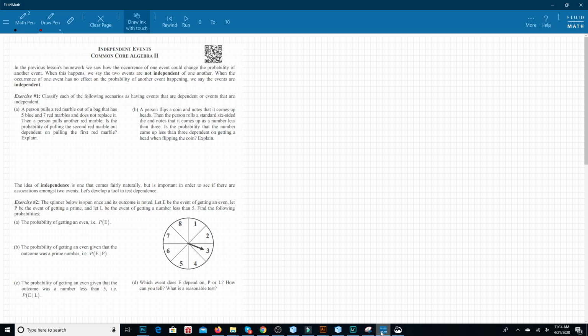The probability of getting an even is going to be what? Well, from 1 to 8, how many evens do we have? We have 1, 2, 3, 4. 4 over 8. So it's about half, a 50% chance.